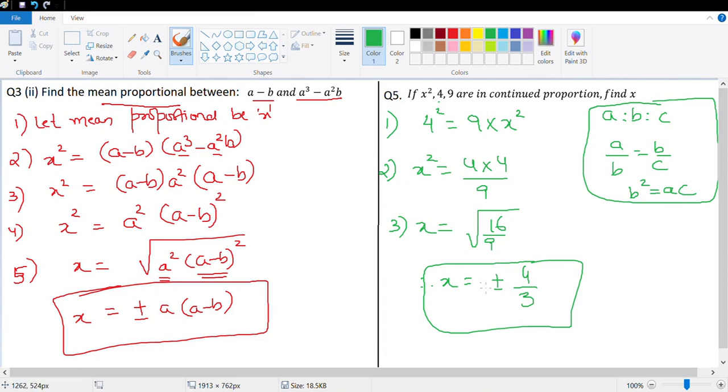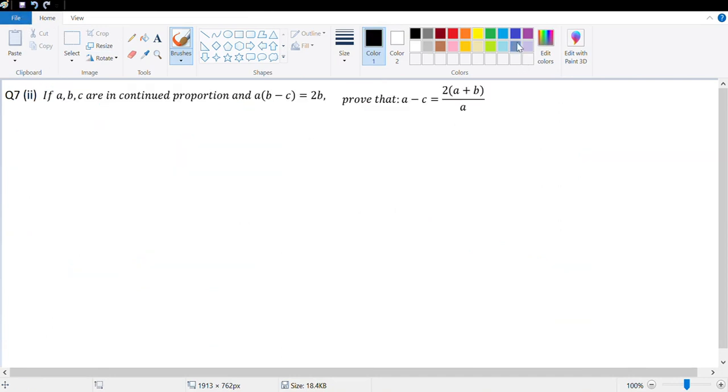Right? But if I take the value as negative, will it work? Yes, it will work. We'll have x is equal to plus minus 4 upon 3. Let's look at the next question. The next question that we do is question number 7, part 2. It says A, B, C are in continued proportion and A times B minus C is equal to 2B. We need to prove something.